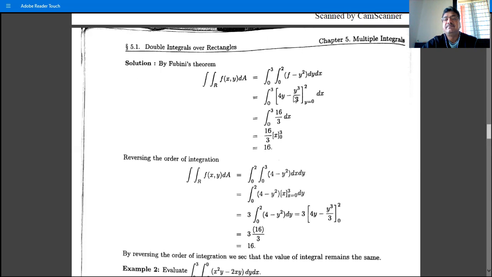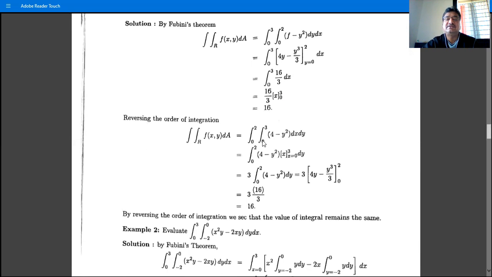So the integration from 0 to 3: the integration of 4 with respect to y is 4y, and the integration of y square is y cube by 3, from 0 to 2, value at the upper limit minus value at the lower limit. Substituting y as 2 in this bracket, we have 16 by 3, and y as 0 gives 0. Then 16 by 3 is constant, so its integration is 16 by 3 into x, with lower limit 0 and upper limit 3, so 3 minus 0, and the answer is 16.